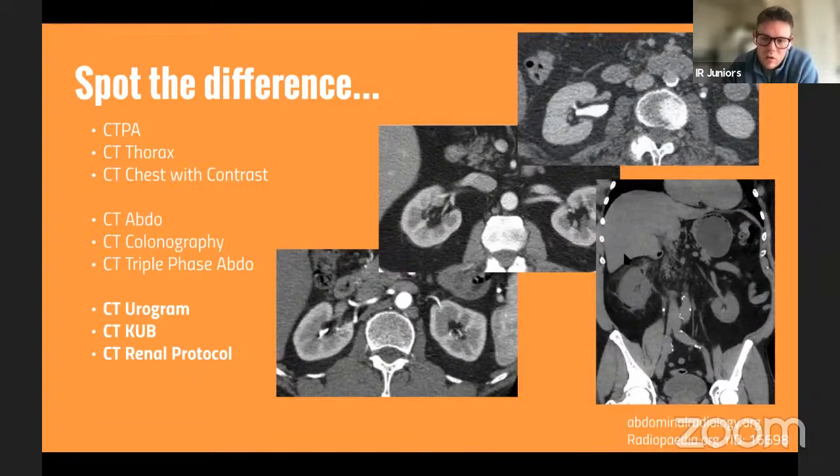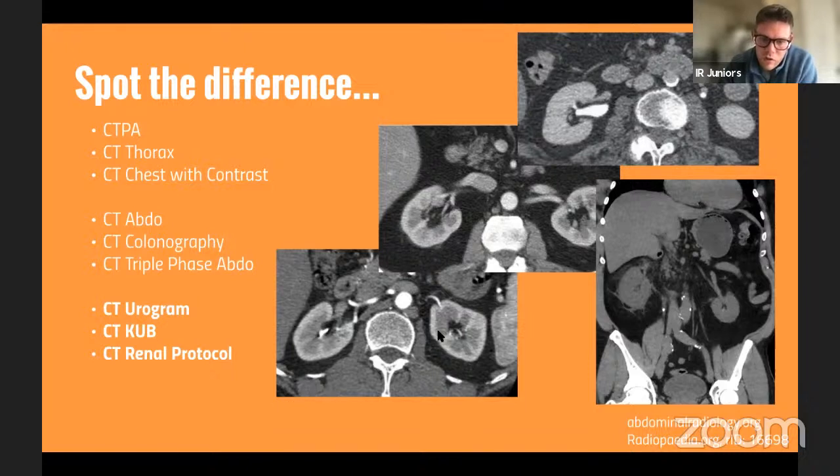What I'll do is start with the non-con one. Essentially this is the non-con, so that's a CT KUB. You can see that this is a reconstruction of the CT. You can see that there's a renal calculus here, and this is commonly used in the setting of renal colic, and used a lot more often now than plain film abdomens for the detection of renal calculi. No contrast is used, so it can be done on quite a low dose protocol. You can essentially just have a look at whether there are any stones in the tract.